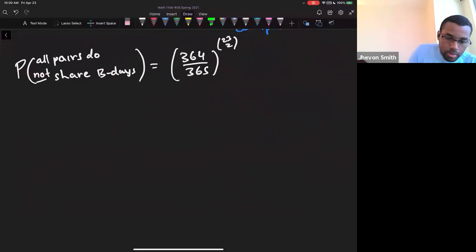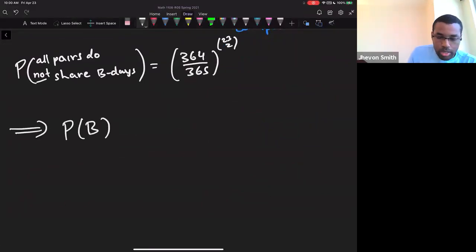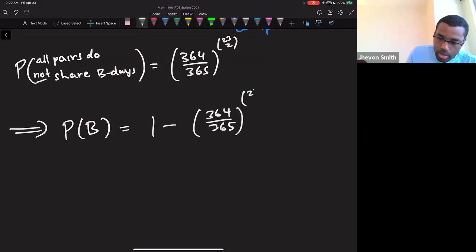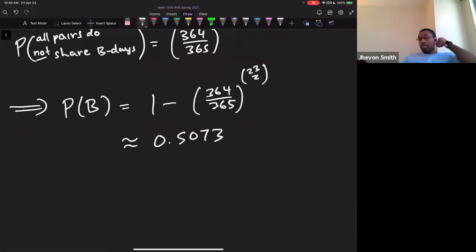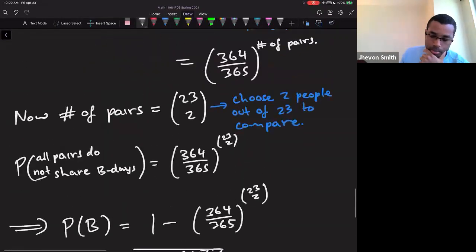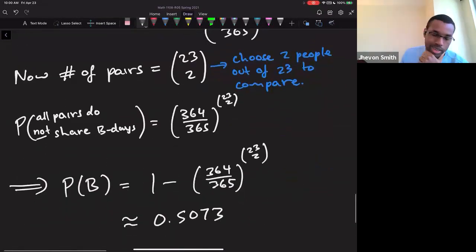So this means the probability that at least two people share the same birthday is going to be 1 minus 364 over 365 to the 23 choose two. And it turns out that that gives you 50.73%. So that's another way I've seen it.